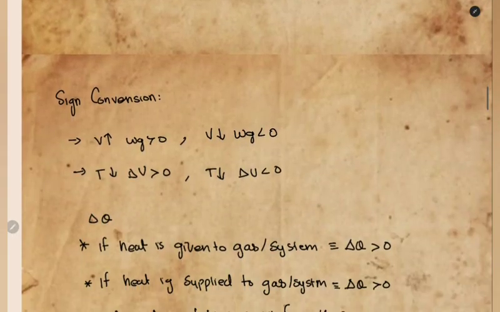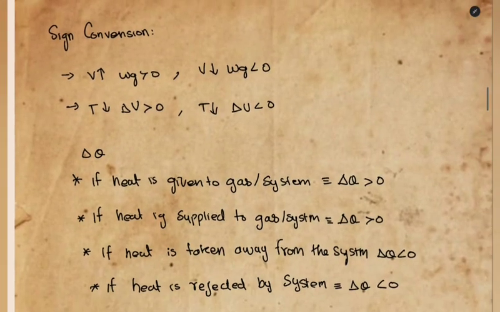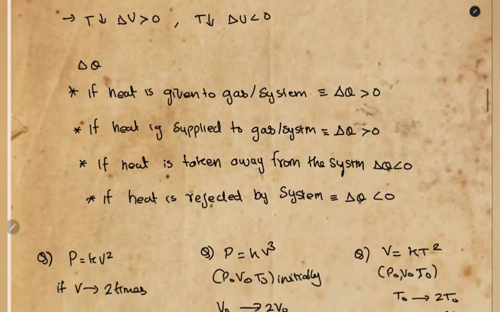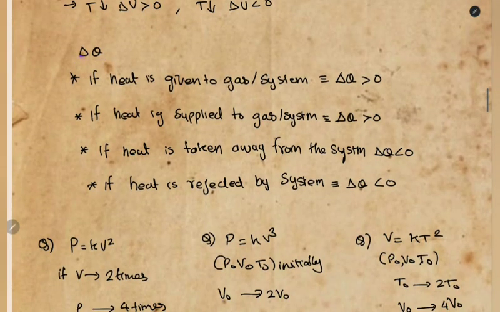Now we need to understand something very important, which is called sign convention, because this is the thing which separates chemistry thermodynamics from physics thermodynamics. Okay, so don't get confused. Just study both the chapters as separate chapters so that you won't get confused. So when volume increases, these all things we have already seen. I think let's not waste much time. Let's see about delta Q.